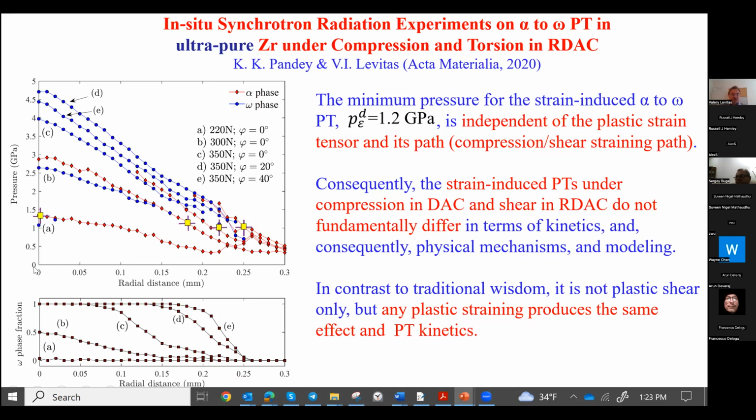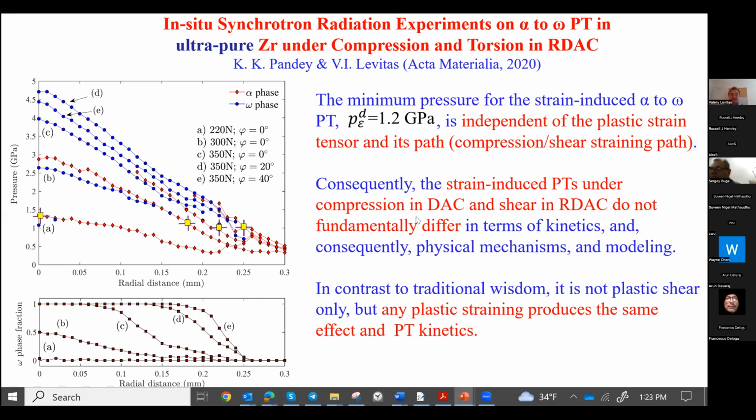So at the symmetry axis, it's just uniaxial compression, and the magnitude of shear strain increases with increasing radius. And this independence means that minimum pressure for strain-induced phase transition is independent of plastic strain tensor and its entire path. And this is the first rule in this field. And it has immediate application: strain-induced phase transformations under compression in traditional diamond anvil cell and shear in rotational diamond anvil cell don't fundamentally differ.